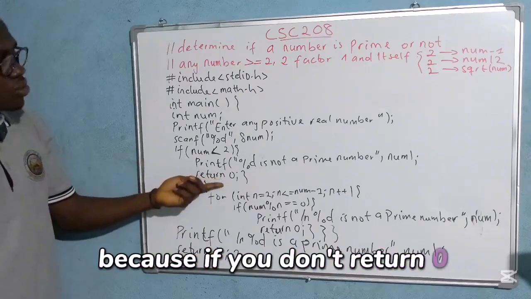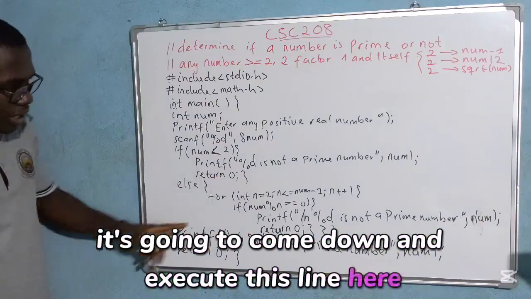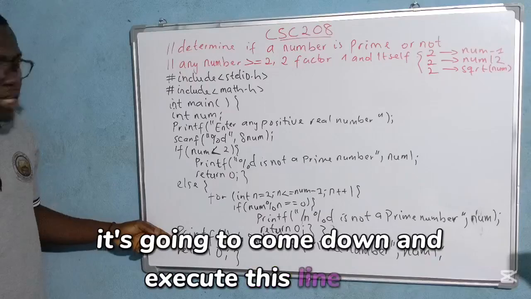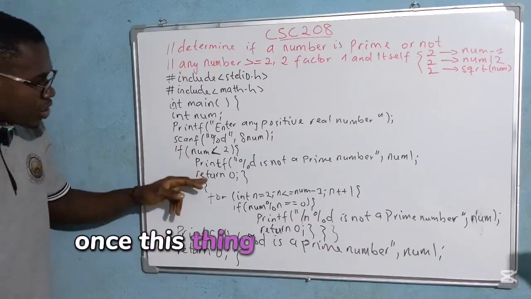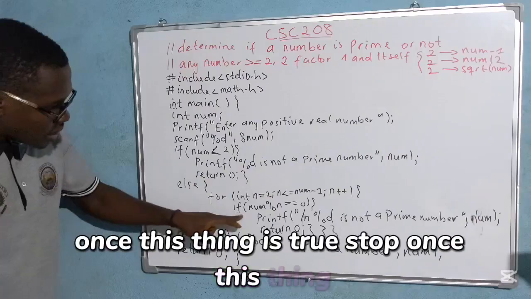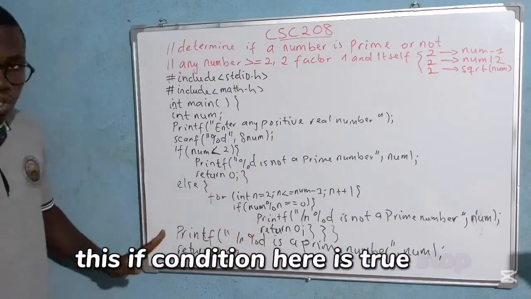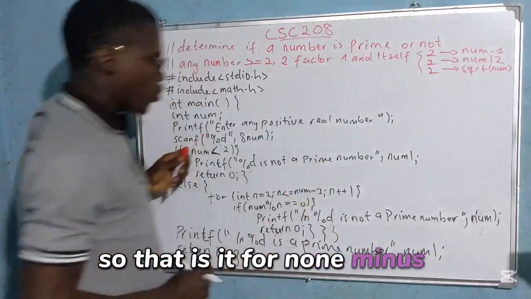So here is why I return 0 here. Because if we don't return 0, it's going to come down and execute this line here. Return 0 means after you do this, stop. Once this if condition here is true, stop. You see? Okay, so that's it for num minus 1.